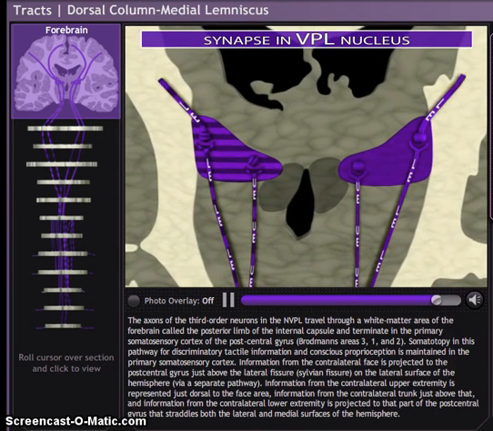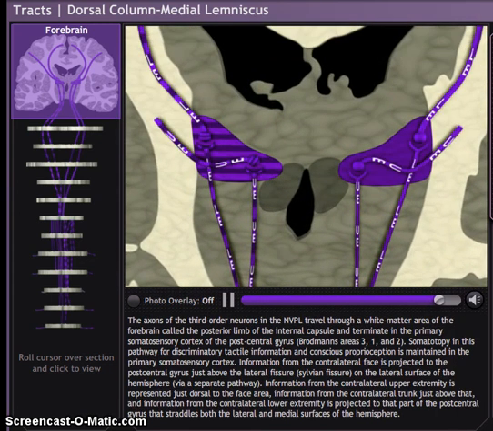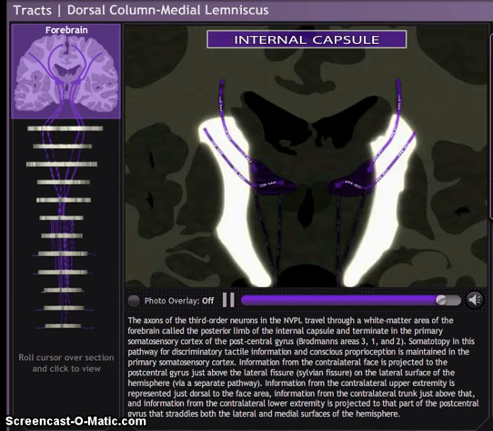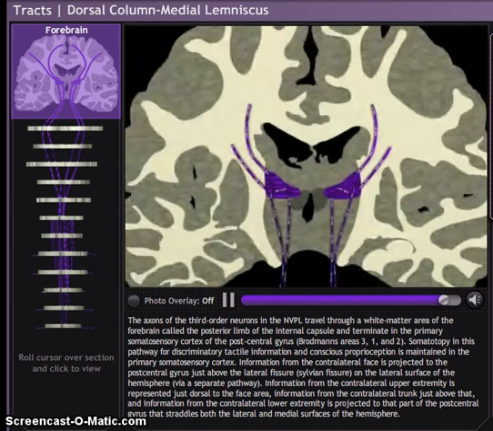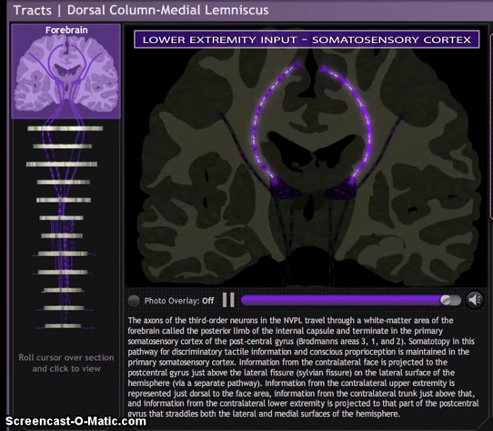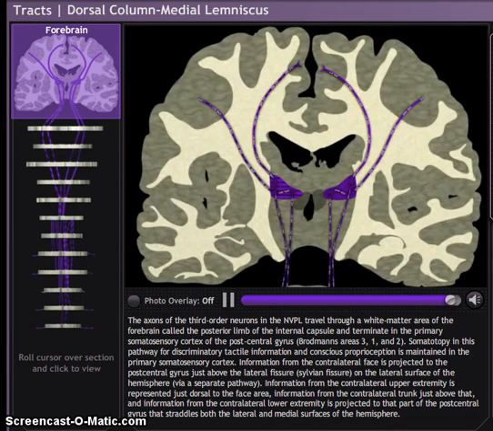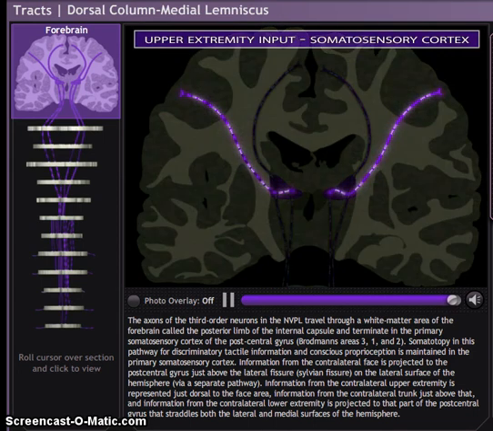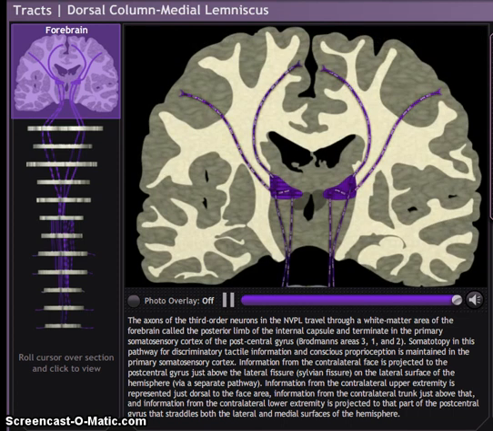The axons of the third-order neurons in the NVPL travel through a white matter area of the forebrain called the internal capsule and terminate in the primary somatosensory cortex of the postcentral gyrus. Somatotopy for discriminatory tactile information and conscious proprioception is maintained in the primary somatosensory cortex.